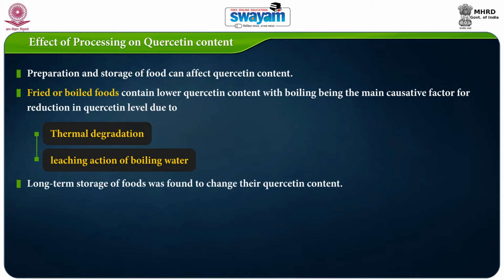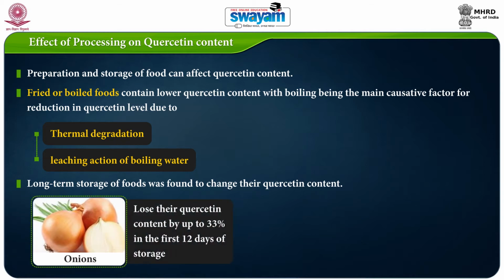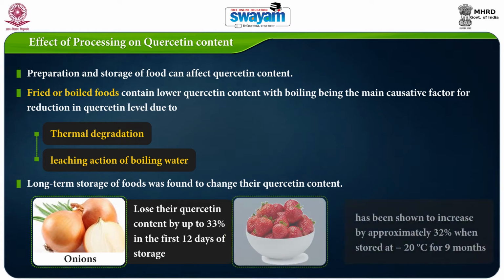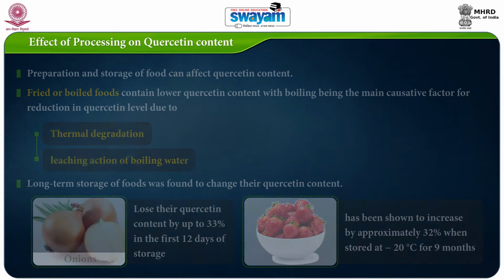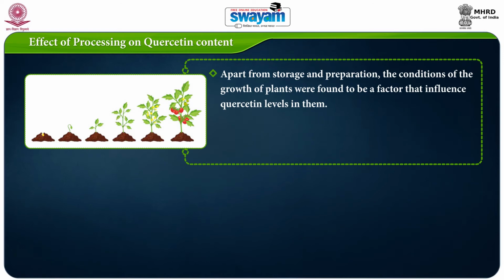Long-term storage of food was found to change its quercetin content, while onions lose their quercetin content by up to 33% in the first 12 days of storage. Quercetin level in strawberries has been shown to increase by approximately 32% when stored at -20°C for 9 months. Apart from storage and preparation, the conditions of plant growth were found to be a factor that influences quercetin level in them.